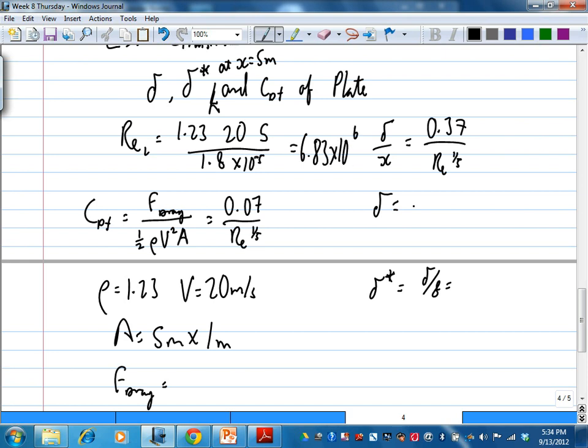What is delta? 0.08 meters. So it's 8 cm. So even after 5 meters of going along the plate, the boundary layer is only 8 cm. Okay? 8 cm, about like that, huh? Alright, so it's still very thin. So delta over 8, very easy, 1 cm. What is the drag force?